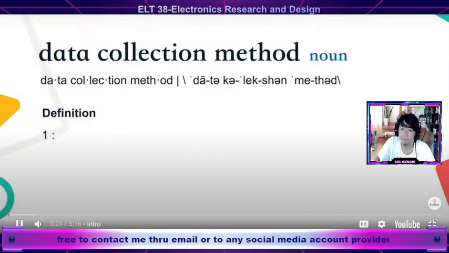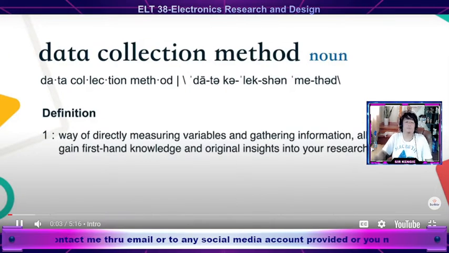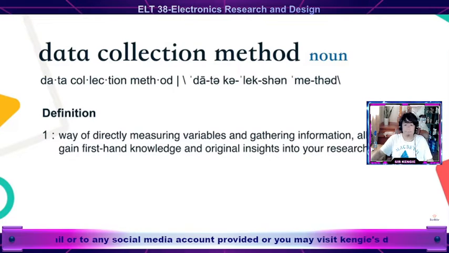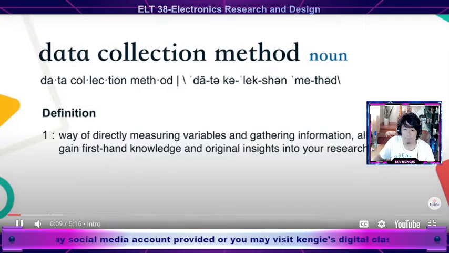Data collection methods are ways of directly measuring variables and gathering information. They allow you to gain first-hand knowledge and original insights into your research problem. You can choose just one data collection method or several methods in the same study. Let's dive into a few of the most common choices and look at some concrete examples of how you can use different methods.